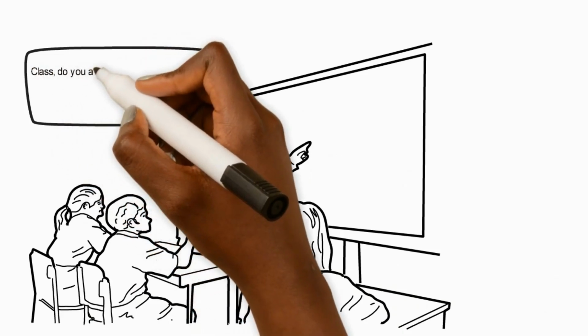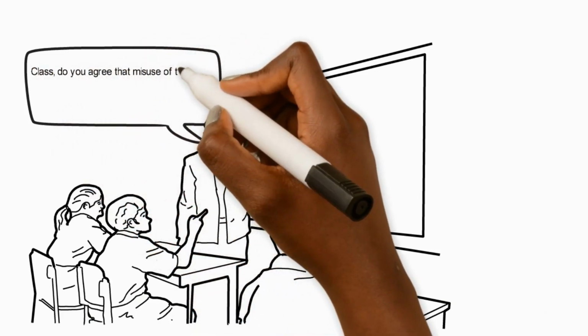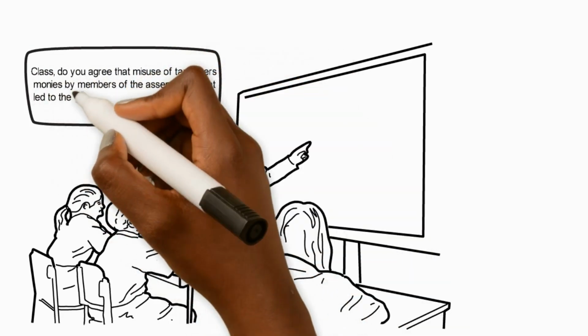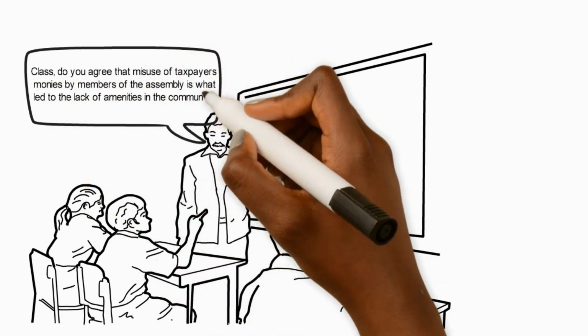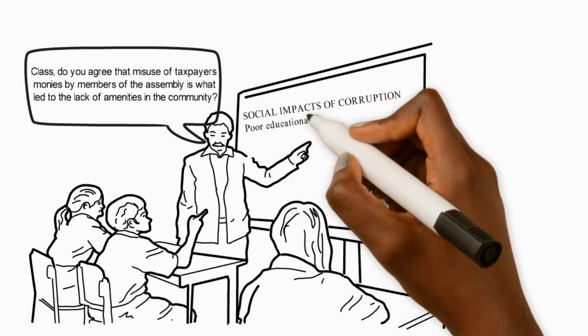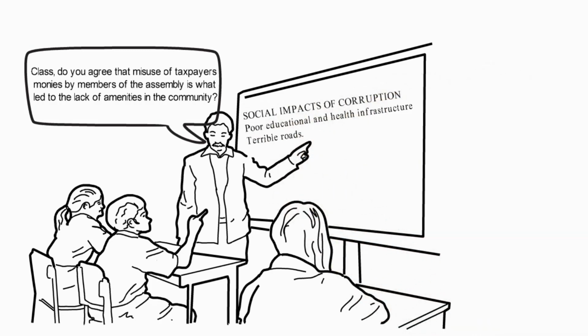Class, do you agree that misuse of taxpayers' monies by members of the assembly is what led to the lack of amenities in the community, thus poor educational and health infrastructure, as well as terrible roads? Yes, sir. Poor educational and health infrastructure, as well as terrible roads, are some of the social impacts of corruption.